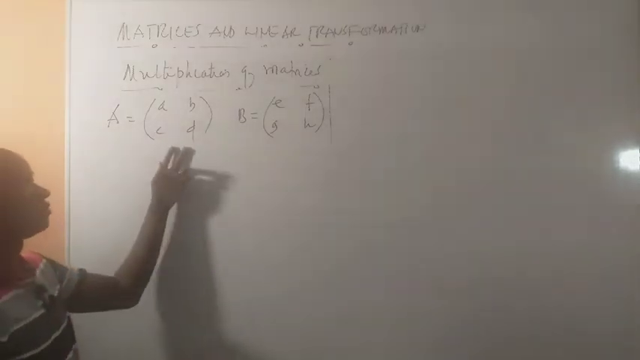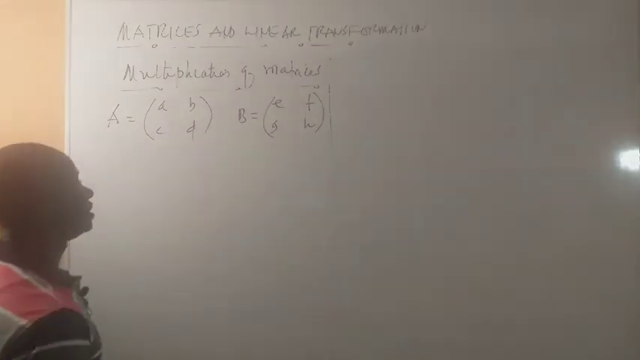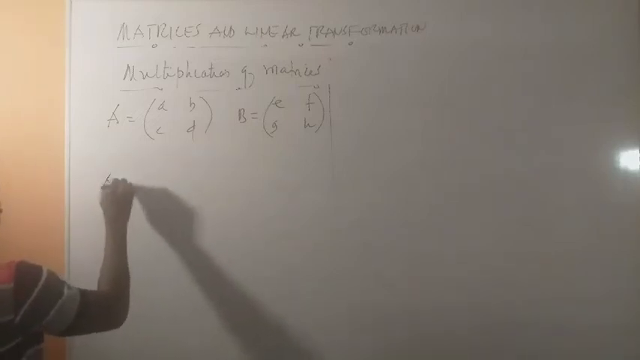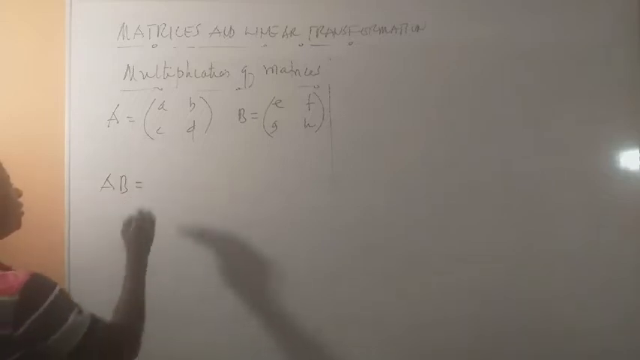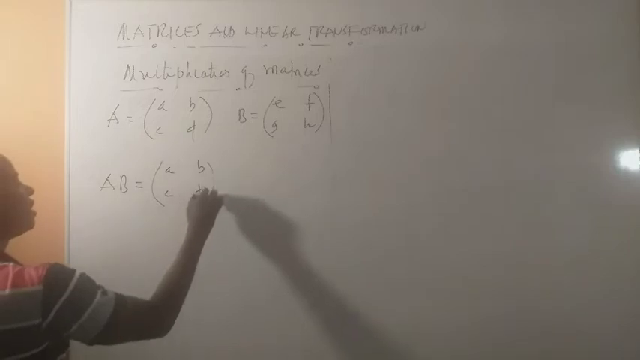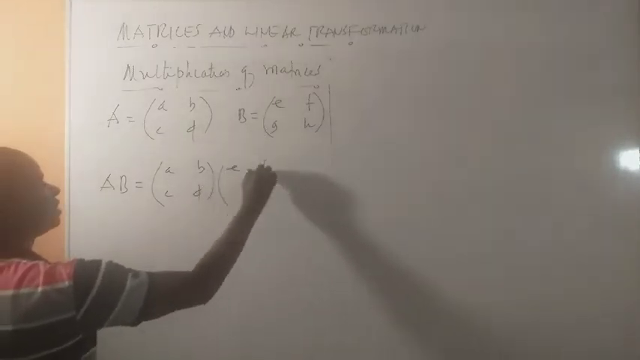This is a 2 by 2 matrix. It has 2 rows and 2 columns. That's why we say it's a 2 by 2 matrix. Now, when we write AB, it means that we are multiplying the matrix A, B, C, D by the matrix B, that is E, F, G, H.